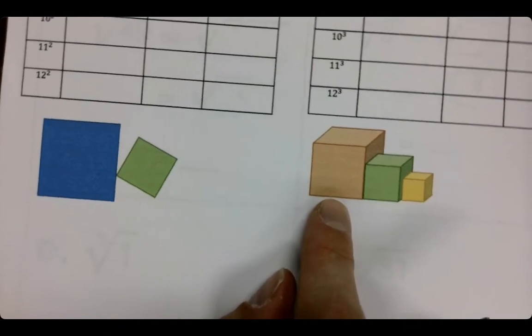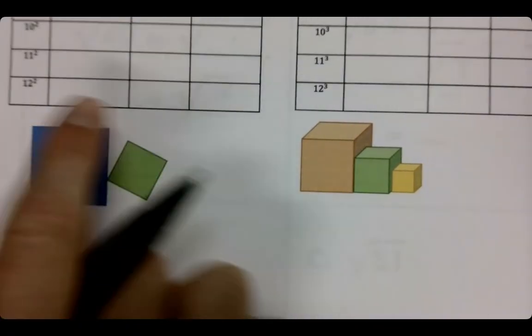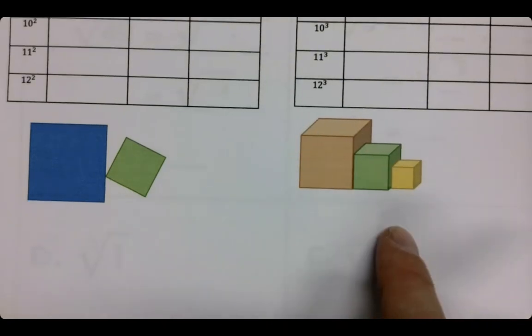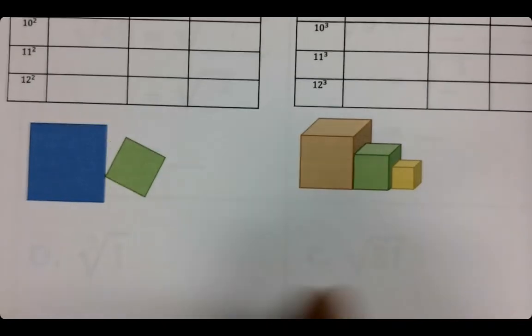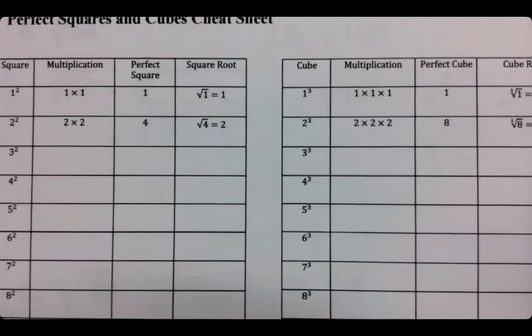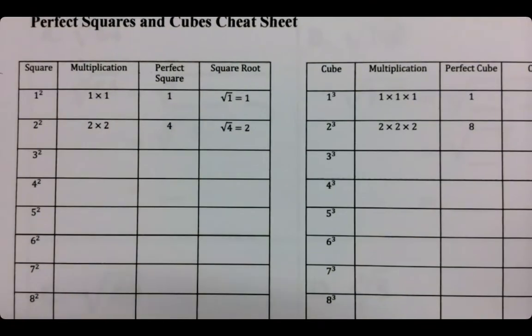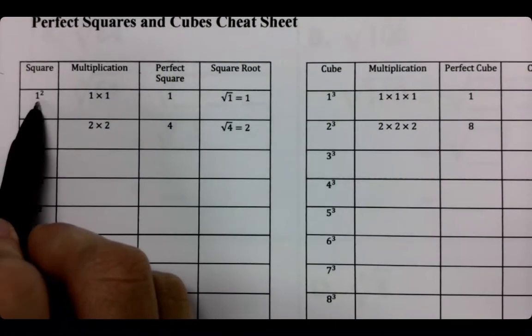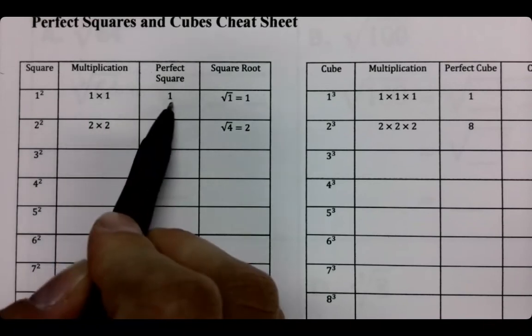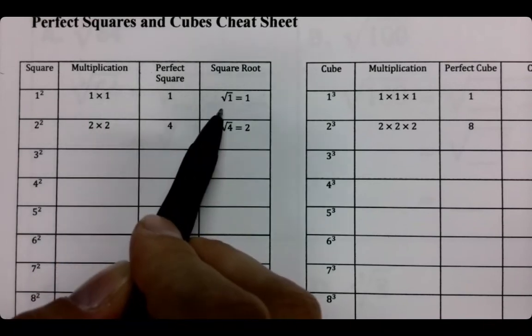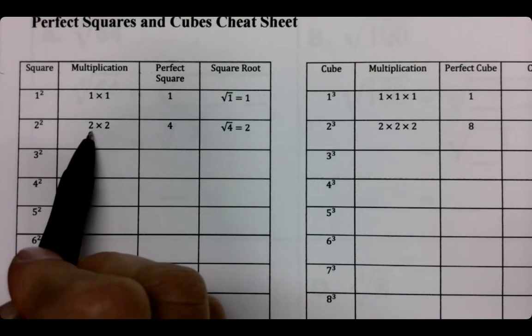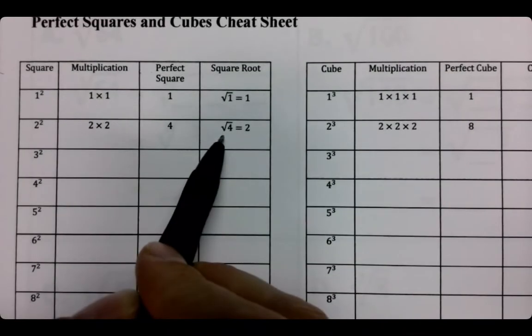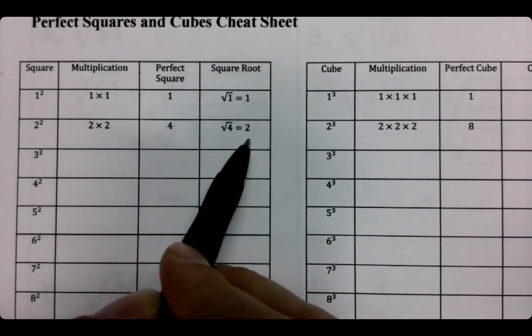Instead of just having two sides that are the same, like a square, which is 2D, we have three sides that are the same in our 3D. So if you notice, the first few are kind of done for you. So we have 1 squared, which is 1 times 1, which equals 1. And then the square root of 1 equals 1. 2 squared, which is 2 times 2, which equals 4.